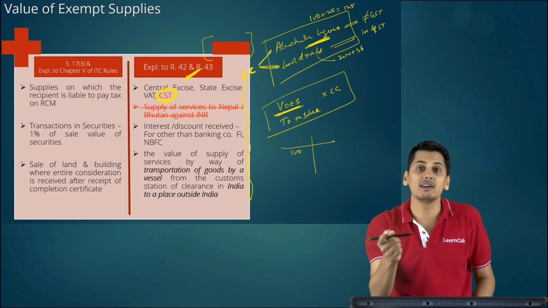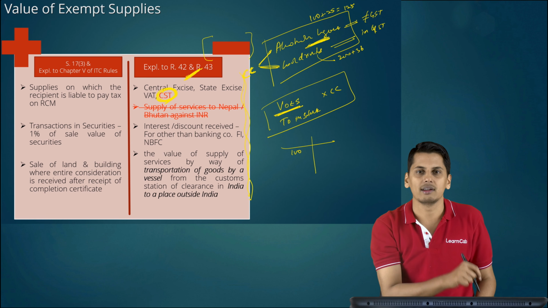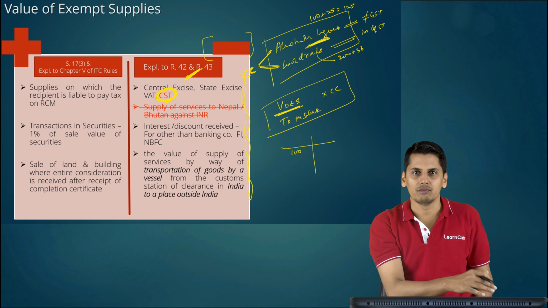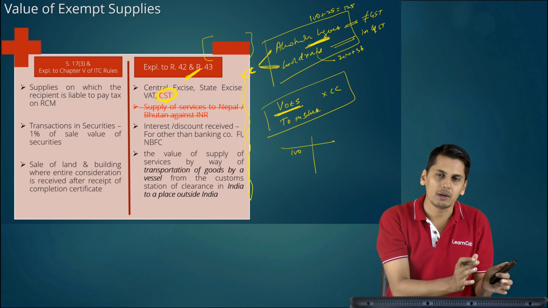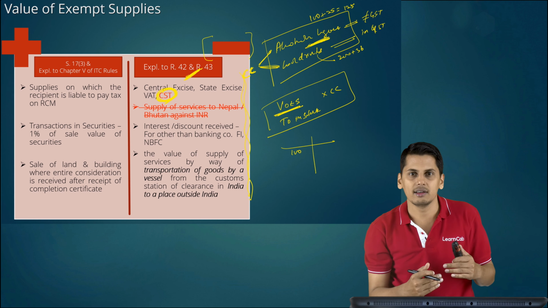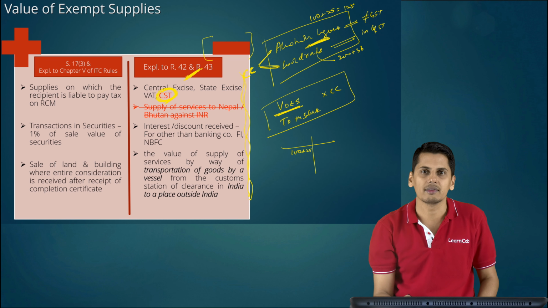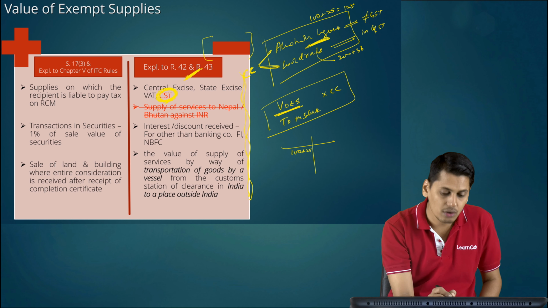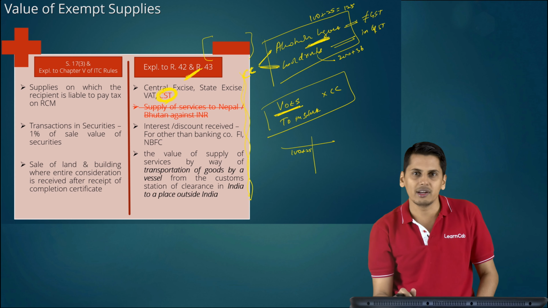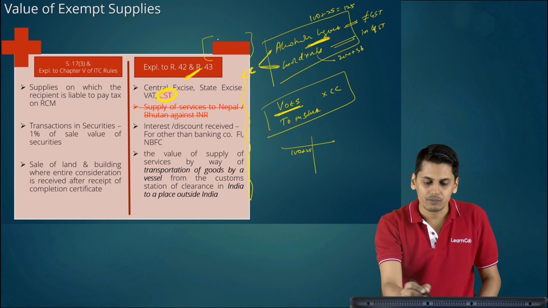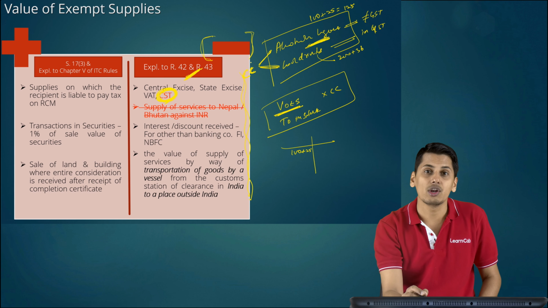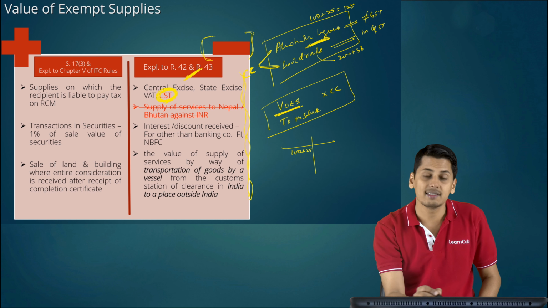but it included CST. Now friends, prior to amendment, we'll take a situation where it was sold outside the state. So then the value of exempt supply would have been 100 plus 25, because the explanation to rule 42 and 43 told you value of exempt supply shall not include central excise, state excise and VAT.